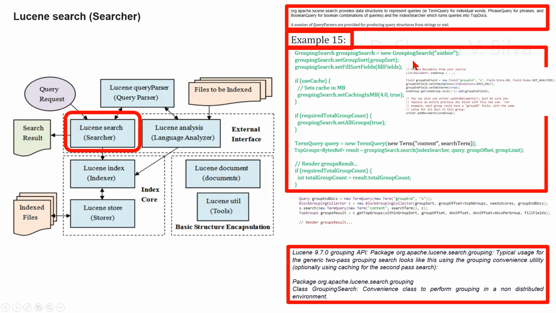Group sort: how the groups are sorted. For the grouping sorting process, each group is represented by the highest sorted document according to the group sort within it. For example, if it's price ascending, then the first group is the one with the lowest priced book within it. Or if you specify relevance as the group sort, then the first group is the one containing the highest scoring book.